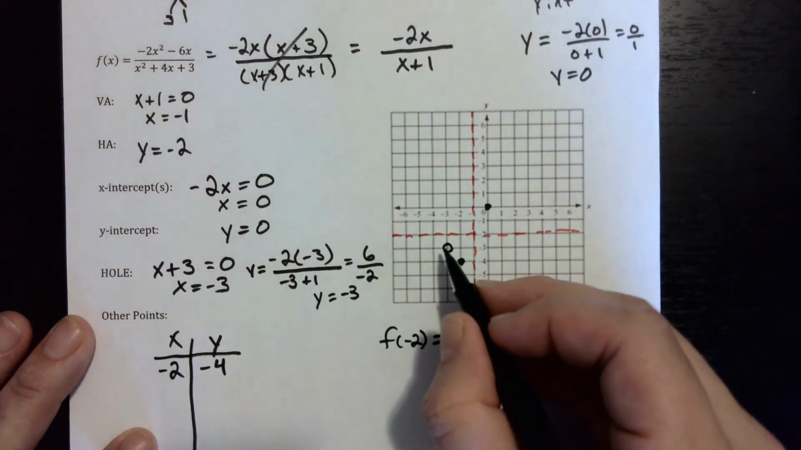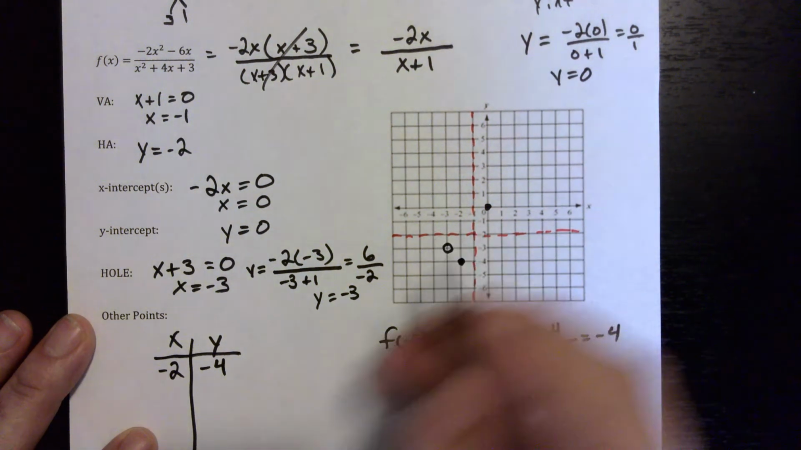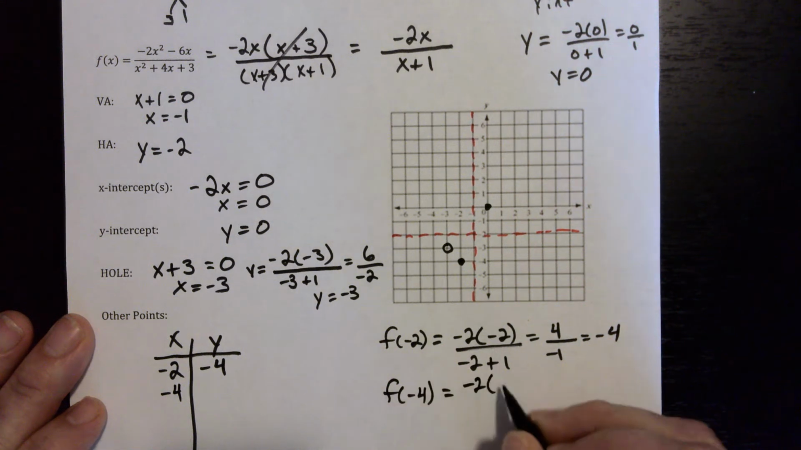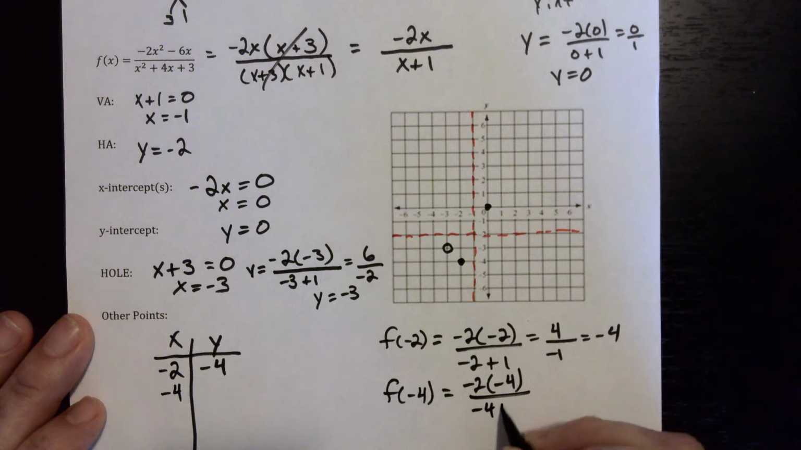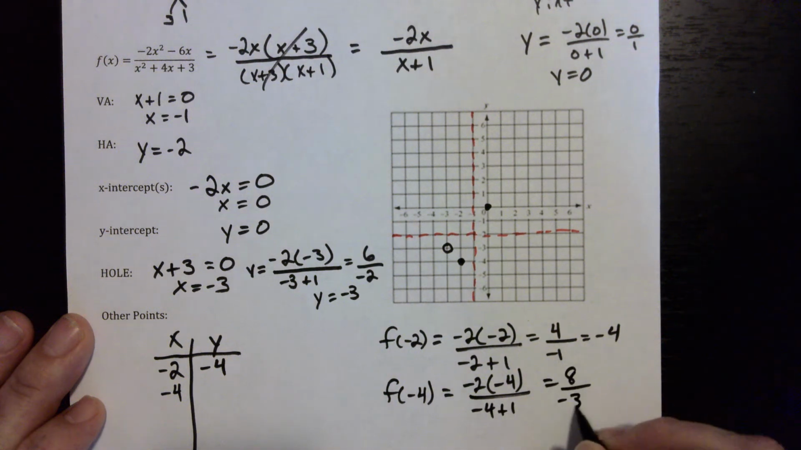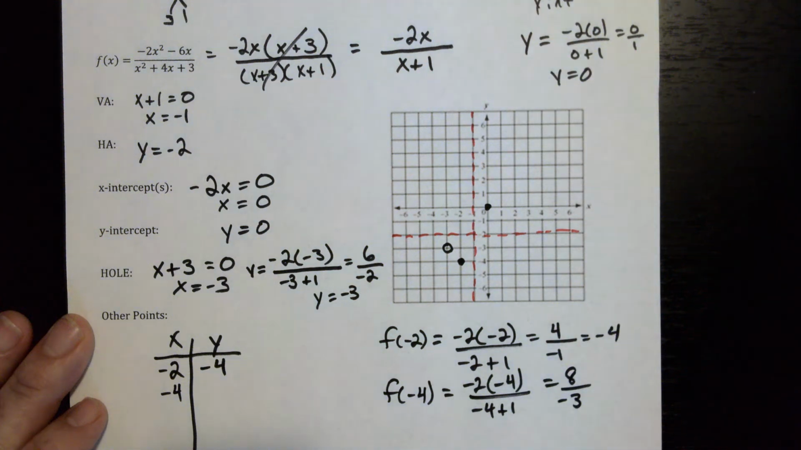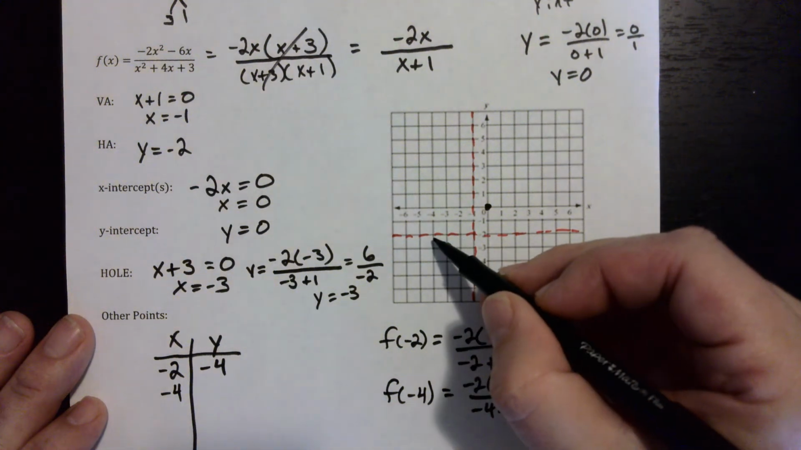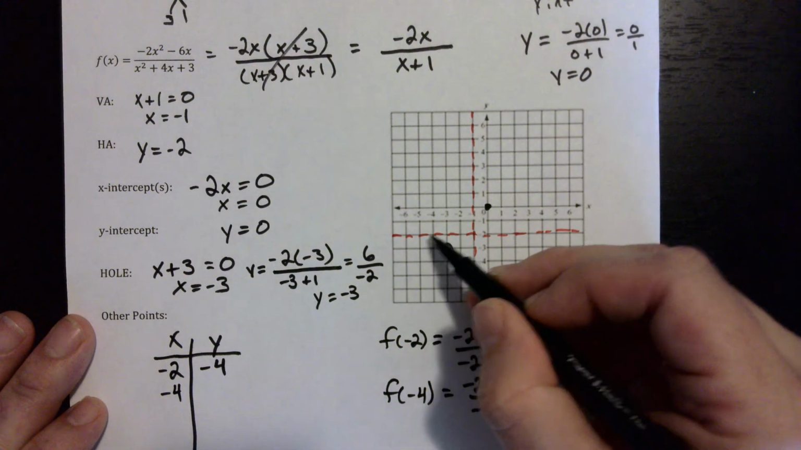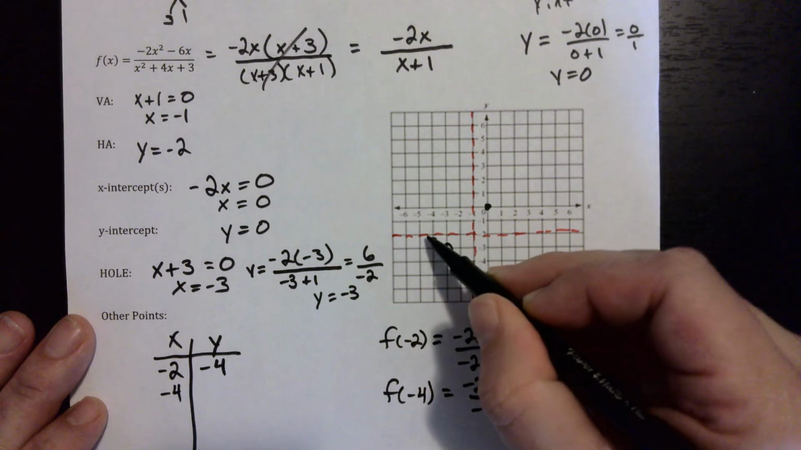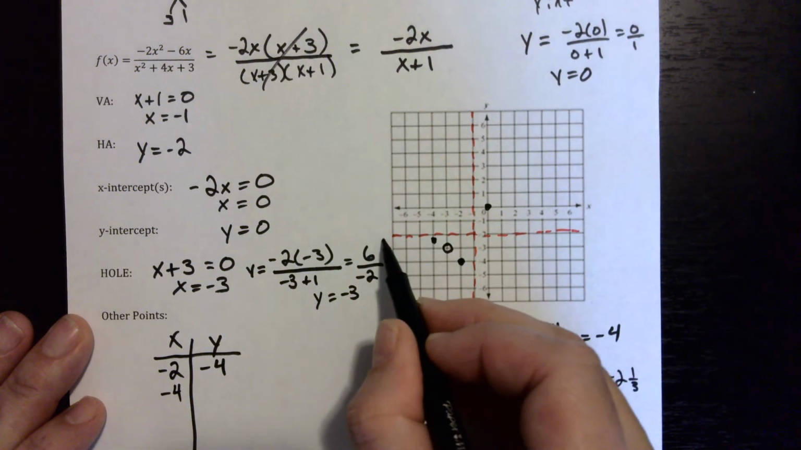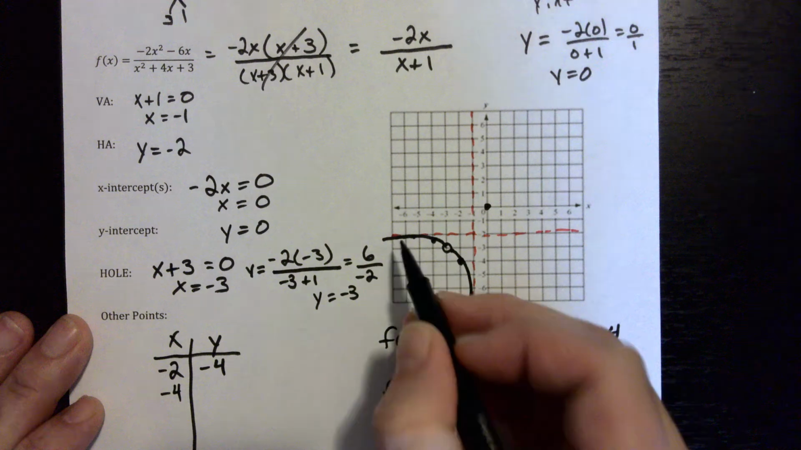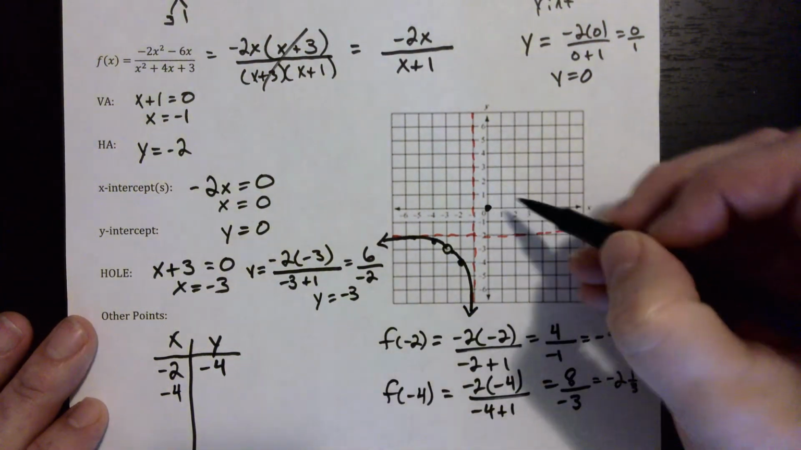Okay, and if we wanted, we could do one more. Let's do one over here at -4. Plug in a -4, so f of -4 gives me -2 times -4 over -4 plus 1. That gives me 8 over -3, which is -2 and a third. Okay, so if I go over here to -4, here's -2 and a third. It's going to be a little bit under that line because this line is -2, so it's a little down from that. So this graph is going to look like this. Make sure you have that hole still there. Don't fill it up.